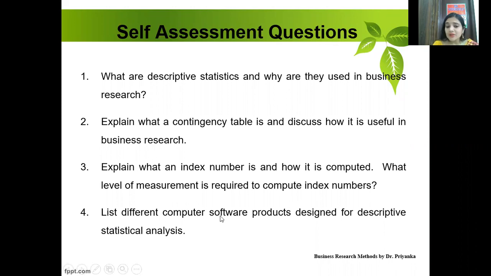Last, list different computer software products designed for descriptive statistical analysis. We just discussed this in our last slide. You can mention the names of the software. There are so many: SPSS, SAS, Minitab. You can mention them, right?